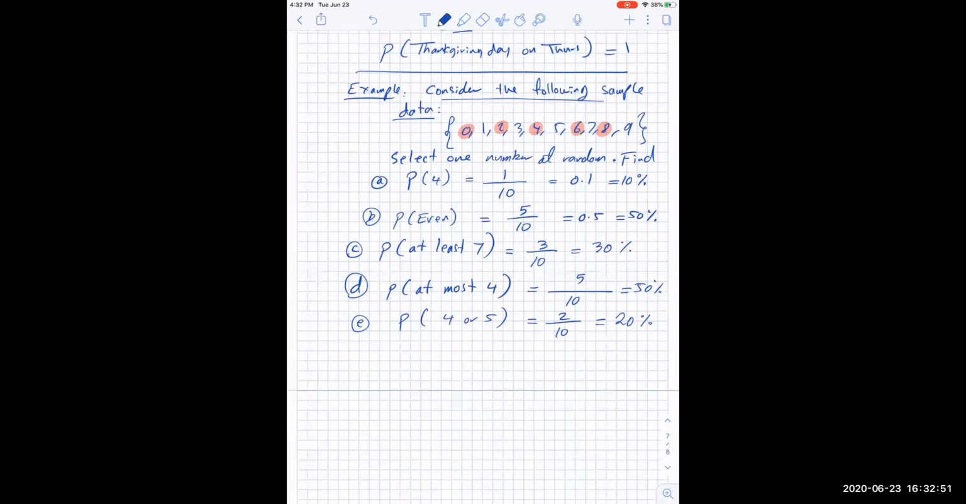So selecting one number at random, because all of these numbers are equally likely to be selected, we're using this approach, right? We're counting the number of elements that fall in the event under the description of the event, and then dividing by the total number of outcomes. So take the outcomes that fall into the event under the description of the event, divide by the total number of outcomes.